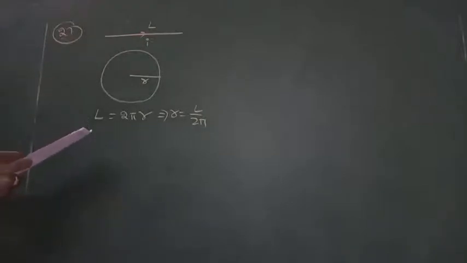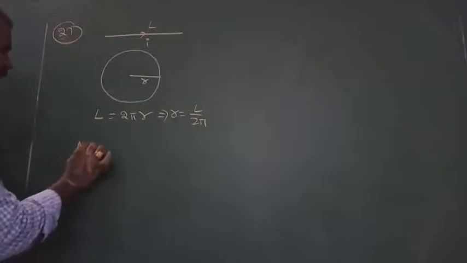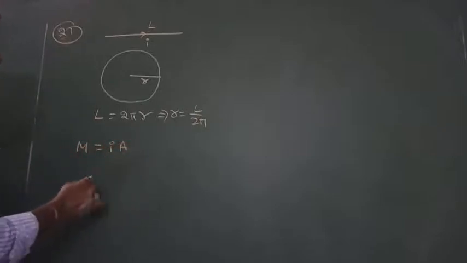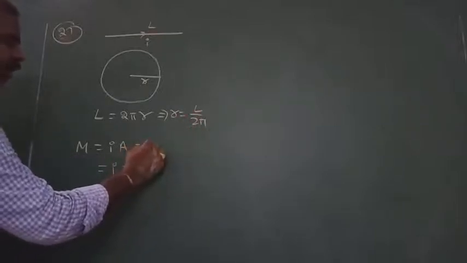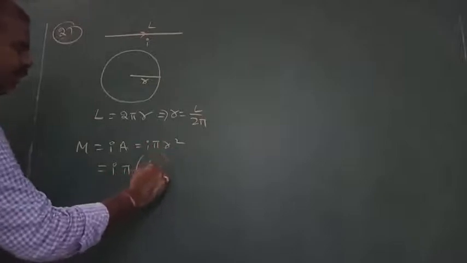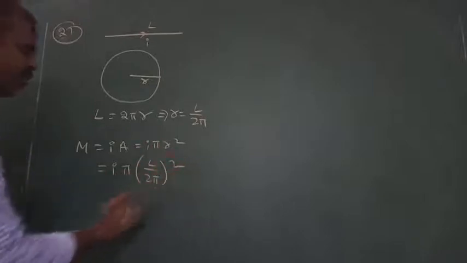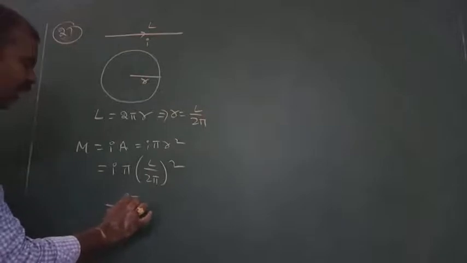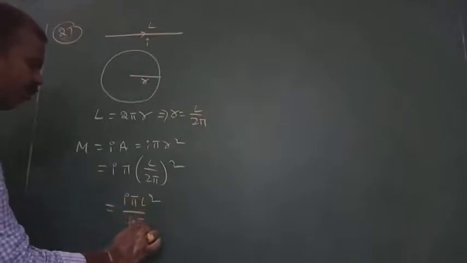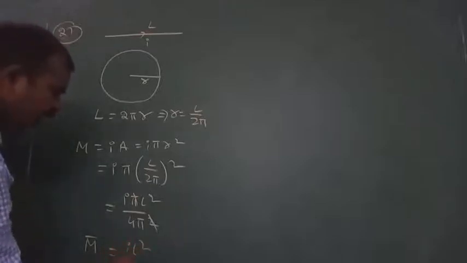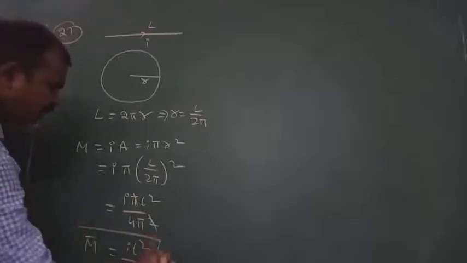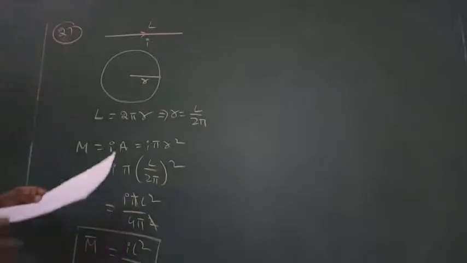Then the magnetic moment M is equal to I into A, that is I into pi r square. Here r is L by 2 pi whole square. That is equal to I pi L square by 4 pi square. Pi gets cancelled. The magnetic dipole moment is equal to I L square by 4 pi.